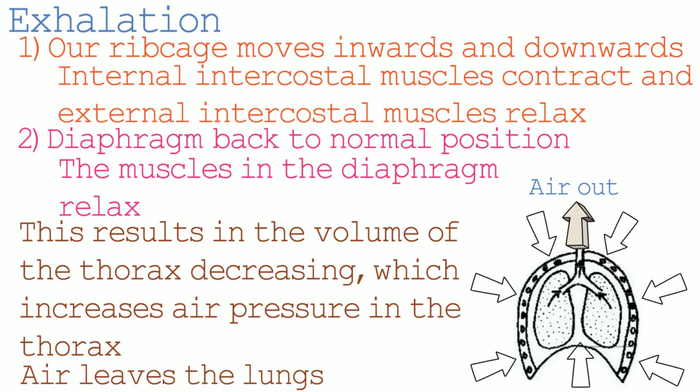So to summarise exhalation, our rib cage moves inwards and downwards, and our diaphragm goes back to its normal position. This leads to the volume of the thorax decreasing, which increases the air pressure, and then air leaves the lungs.